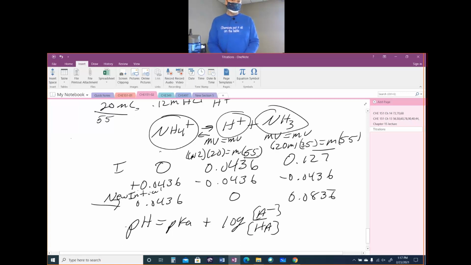Except we don't have a Ka. We have a Kb. So to find Ka, we have to take Kw and divide by the Kb. So the Ka is 1 times 10 to the minus 14 divided by the given Kb of 1.8 times 10 to the minus 5.